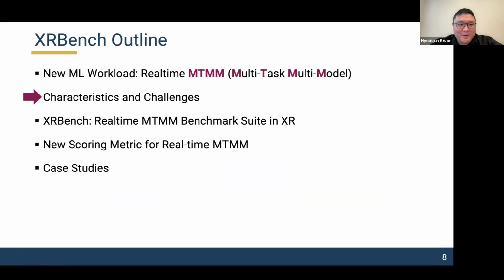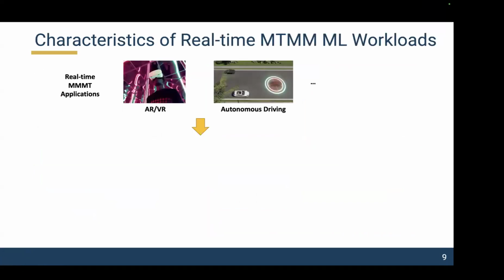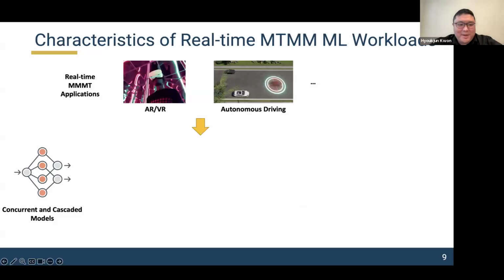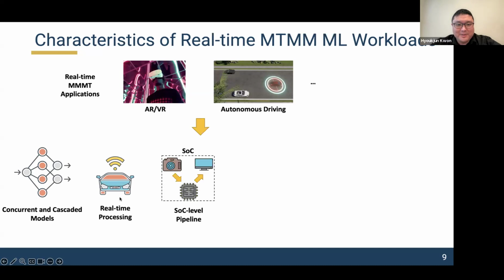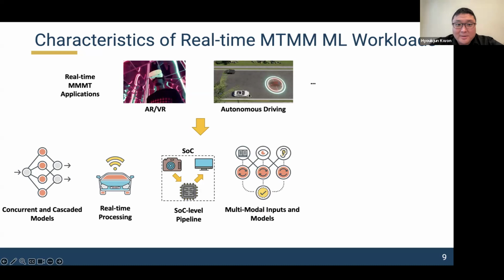Then what is so new about this new class of workloads? First of all, we have both concurrent and cascade models. These kinds of applications often require real-time processing. These workloads are often tightly coupled with the sensors and the output devices, so we need to consider the full system-level pipeline. Those applications rely on multimodal sensor inputs. And the workload itself will need to change based on the user input.